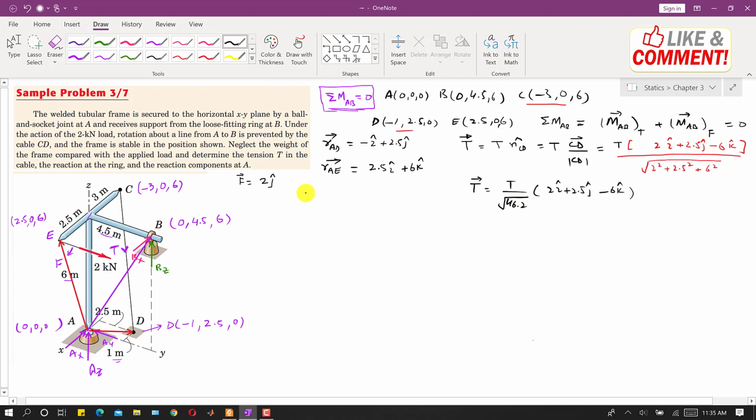And we have to find the unit vector along AB, right? Since we want to find the moments along line AB, we want to find this unit vector. So this will be AB vector divided by AB magnitude, right? So these are the coordinates of point B, so we can write. So this will be NAB.